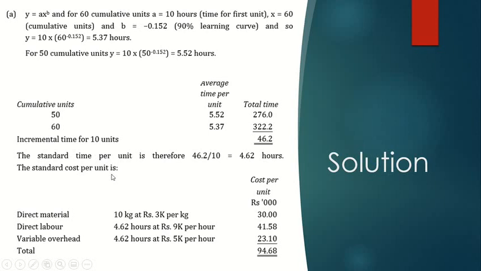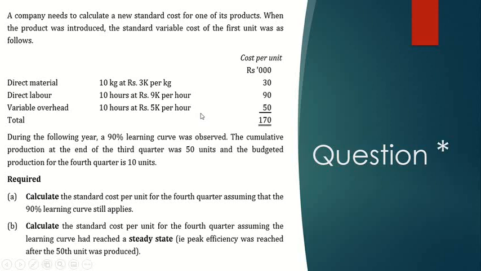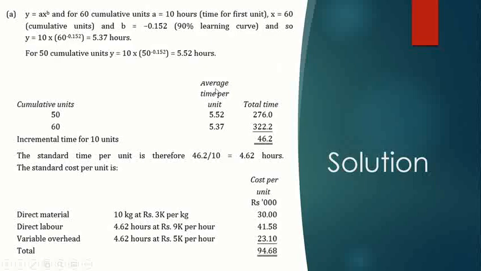So here our question is, calculate the standard cost per unit for the fourth quarter. So this is the standard costing sheet for the first unit. Now we are applying the same format.